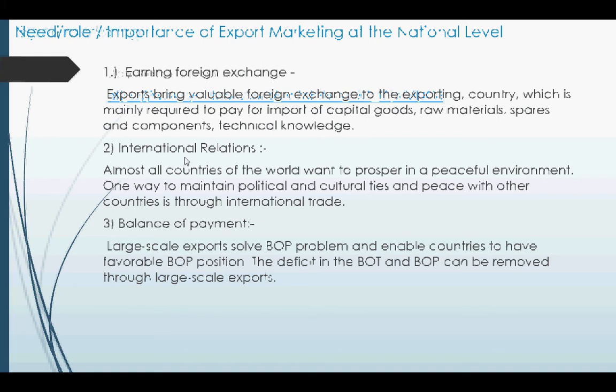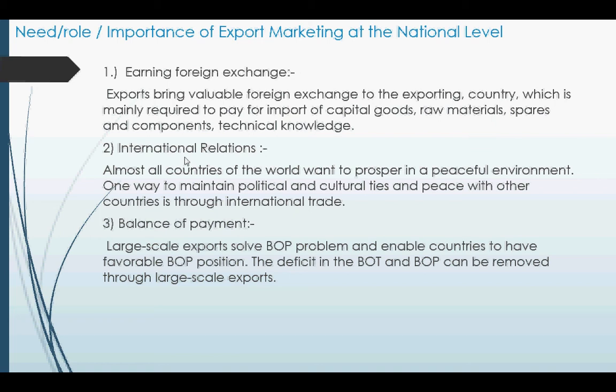Now, let's understand the need and importance of export marketing for the country as a whole. First, earning foreign exchange. Export marketing brings in the foreign exchange, which is mainly required to pay for imports. Suppose the exporter has to pay for capital goods, raw materials, spare parts and components, and even if he has imported technical know-how, he has to make the payment for that. So export brings value for the country and the exporter, and thereby he is able to make the payment for all these.